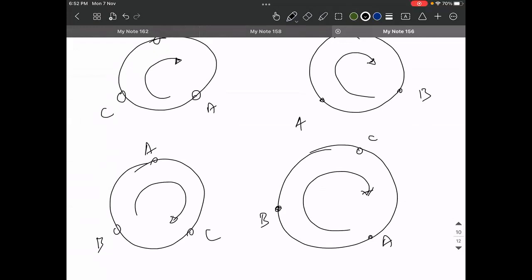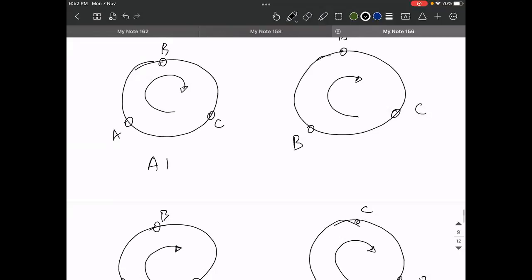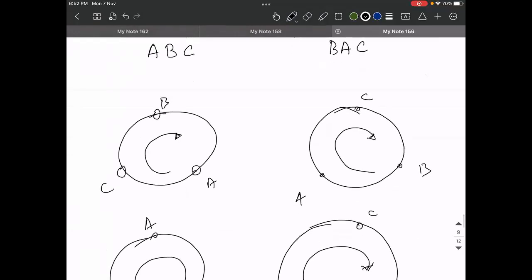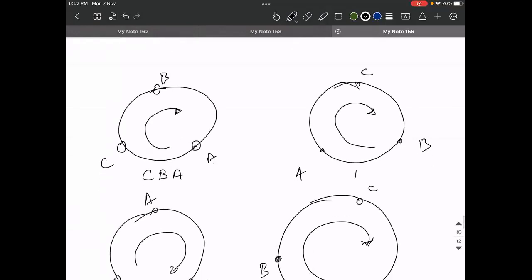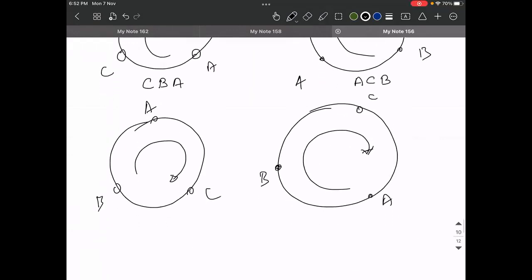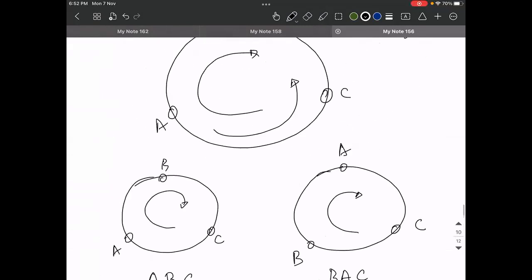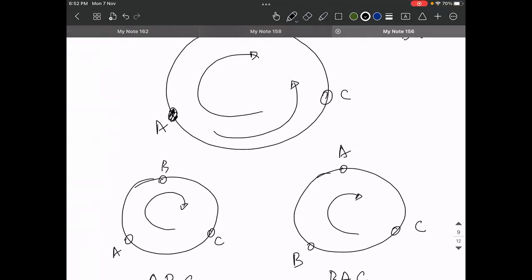Now you see, first one is A, B, C. Second one is B, A, C, as you say. Third one is C, B, A. That's what you're saying? Okay, A, C, B. Just because I first wrote this point, you have all taken this point as the fixed point, right? That's what you guys are doing, isn't it?